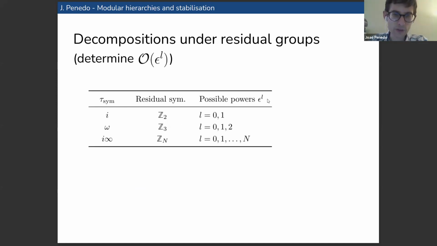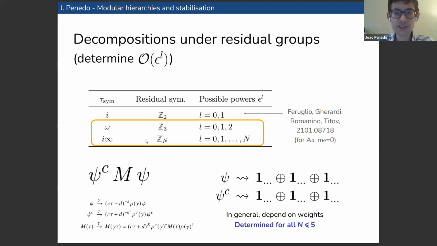So if your group is at 2, basically either you get order 1 breaking of the symmetry or order epsilon. If you are close to omega, your breaking could be order 1, order epsilon, or order epsilon squared. And you can get higher powers of epsilon at i infinity. So the first case was explored for a specific group a little before us, and it leads to a massless fermion.